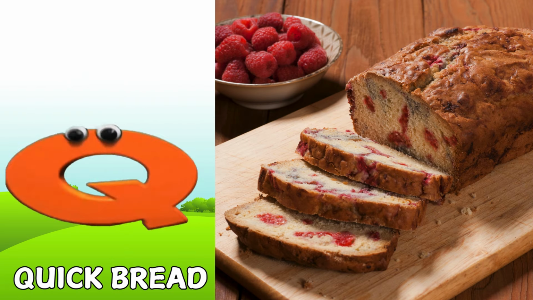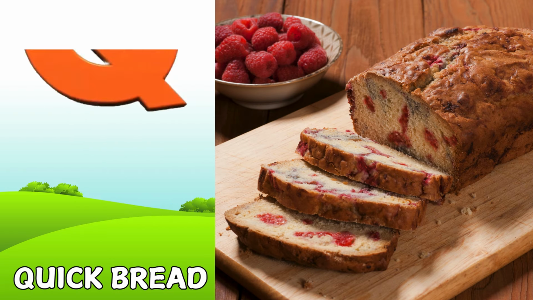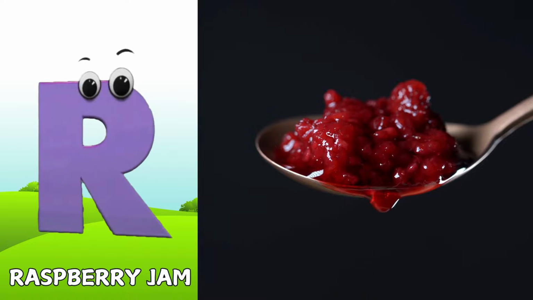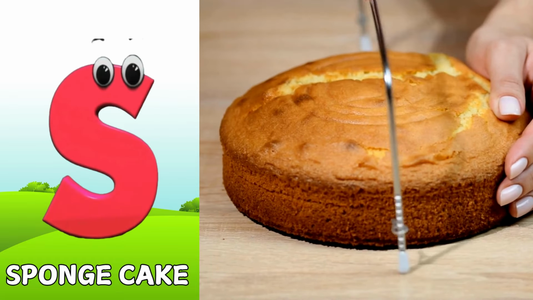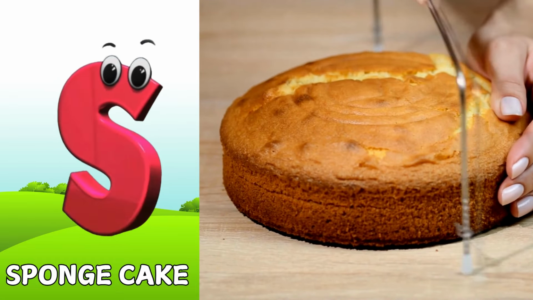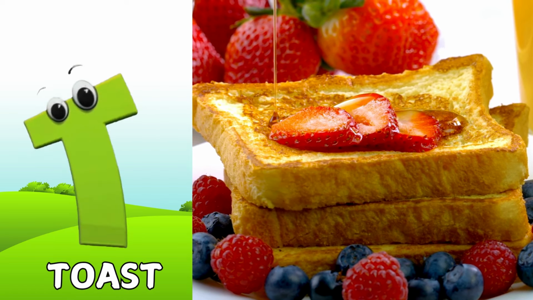Q is for quick bread. Q, q. Quick bread. R is for raspberry jam. R, r. Raspberry jam. S is for sponge cake. S, s. Sponge cake. T is for toast. T, t. Toast.